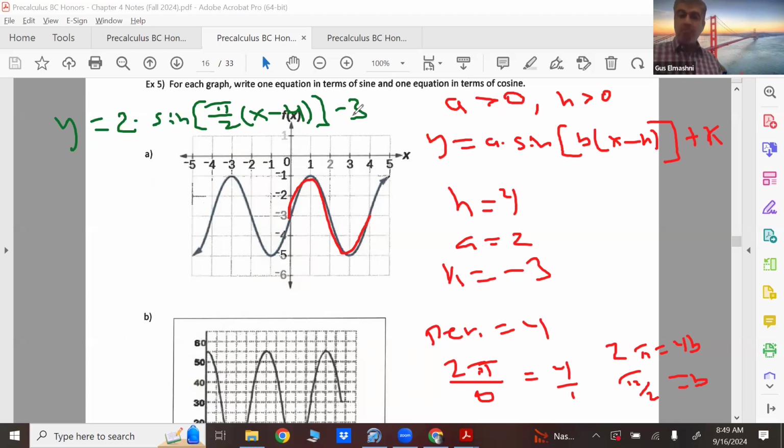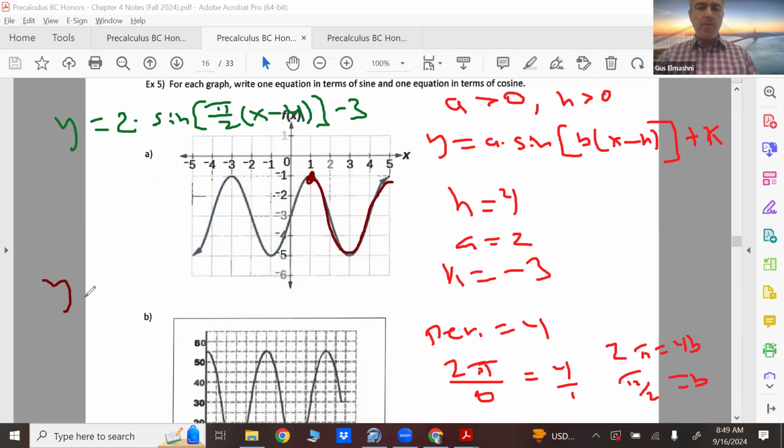Okay. Now, how do I write a cosine? Same conditions. I want A to be positive, H to be positive. But there's only really one thing that's going to change, just the H, right? The amplitude is still the same. The vertical shift is still the same. The period is still the same. Just starting a little differently, that's all. So where am I going to start this guy? I'm going to start up here, right? Exactly.